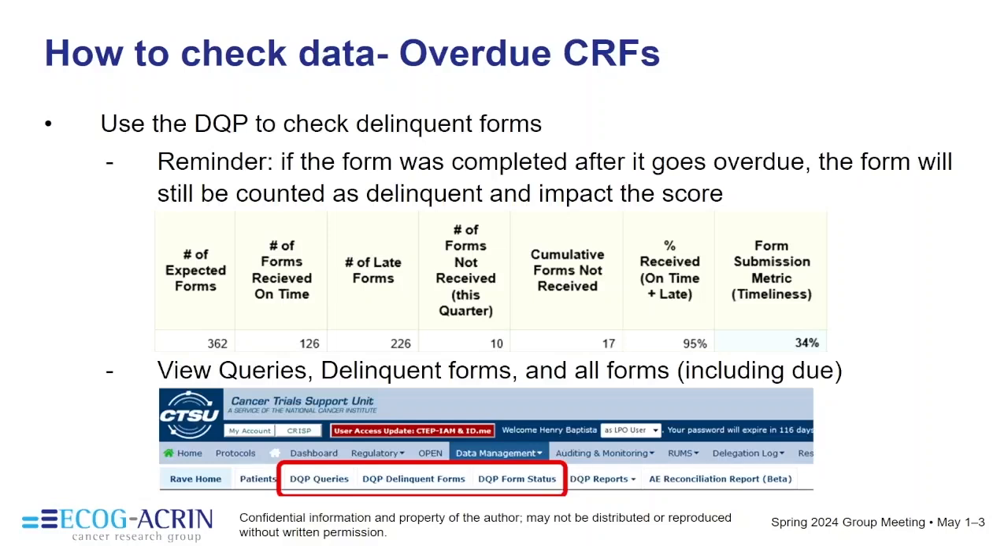So to check overdue forms, you go to the CTSU and you utilize the DQP. You can be looking up overdue queries and delinquent forms, and then form status of upcoming forms.